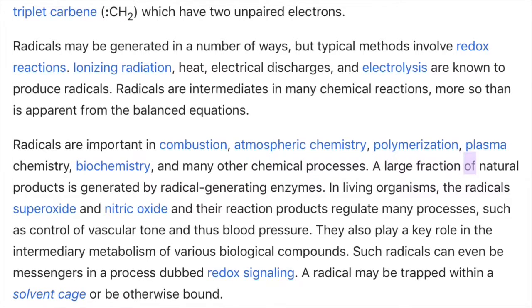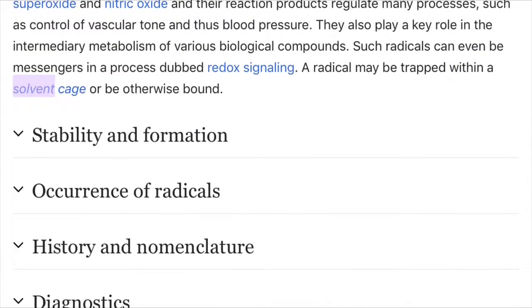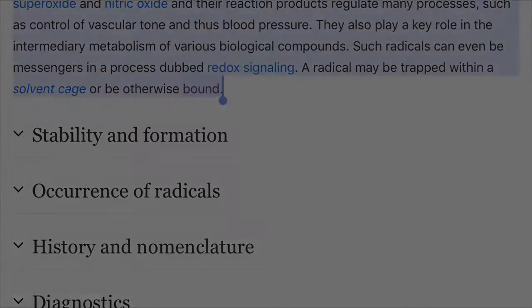A large fraction of natural products is generated by radical-generating enzymes. In living organisms, the radicals superoxide and nitric oxide and their reaction products regulate many processes, such as control of vascular tone and thus blood pressure. They also play a key role in the intermediary metabolism of various biological compounds. Such radicals can even be messengers in a process dubbed redox signaling. A radical may be trapped within a solvent cage or be otherwise bound.